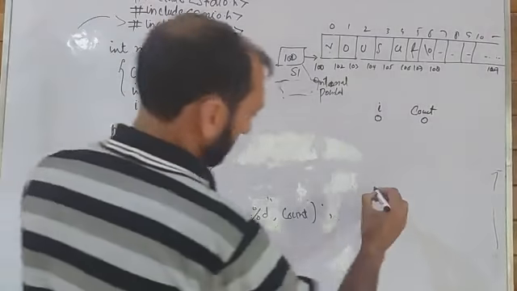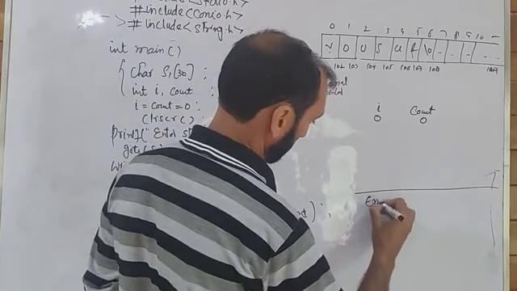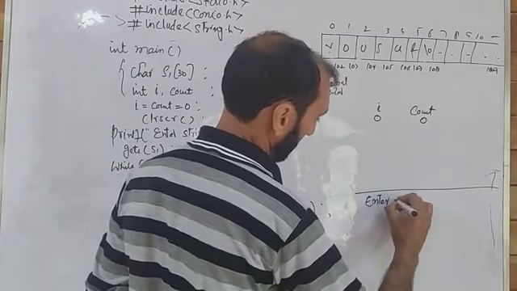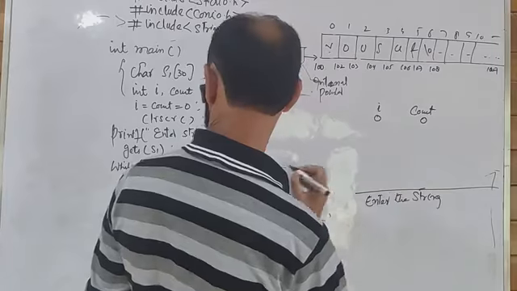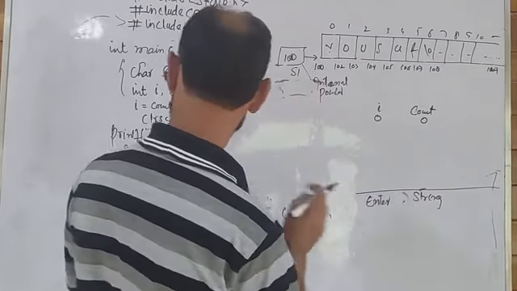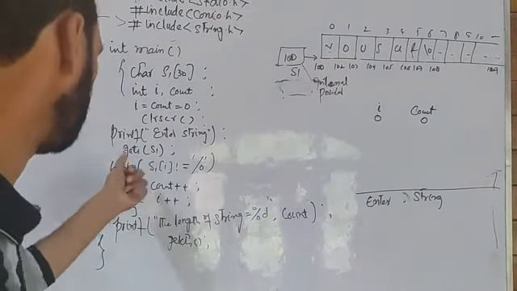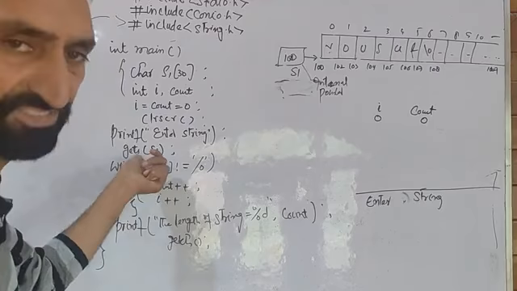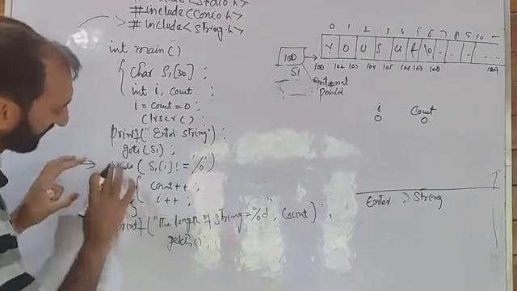Enter the string. For example, this is my output screen. Here the message will get printed, displayed: enter string. I am using the inbuilt function gets to read the string s1. From here the logic starts.